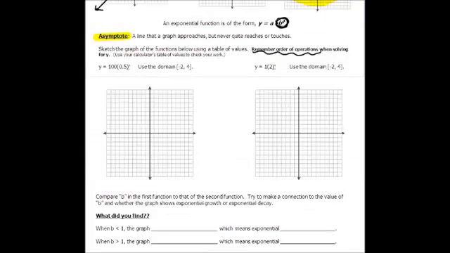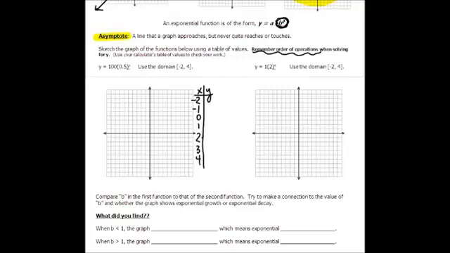Here they're going to tell you what they want your domain to be, and we are going to graph the functions. So the first thing you're going to do is create a table for x and y, with x values of -2, -1, 0, 1, 2, 3, and 4. Try to find what y equals.